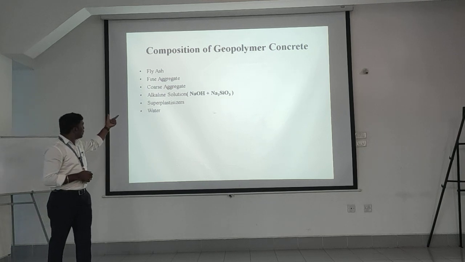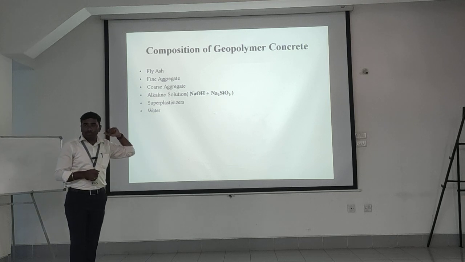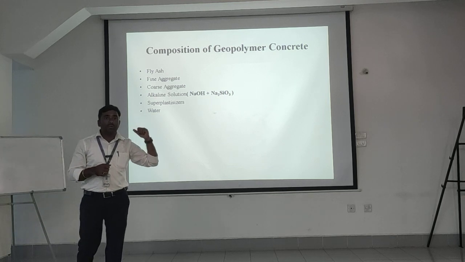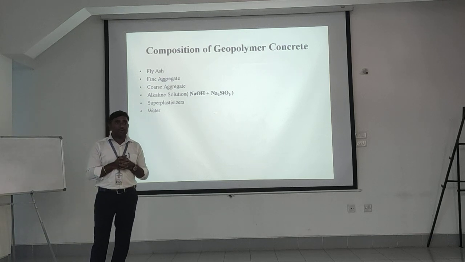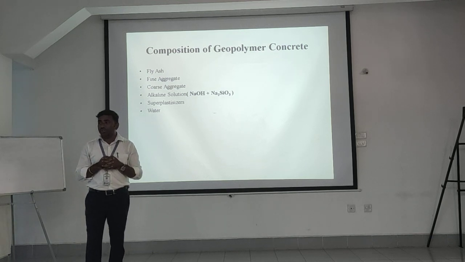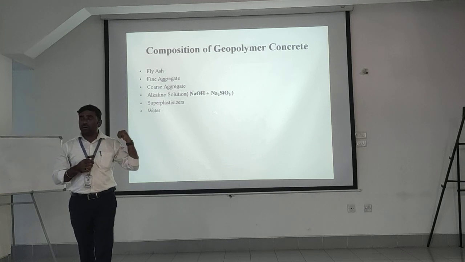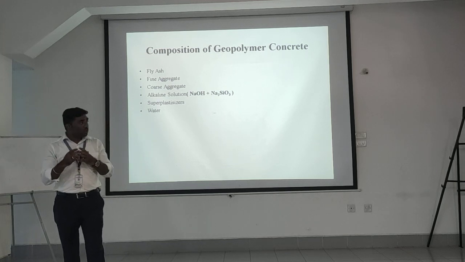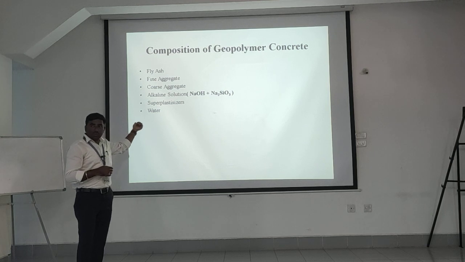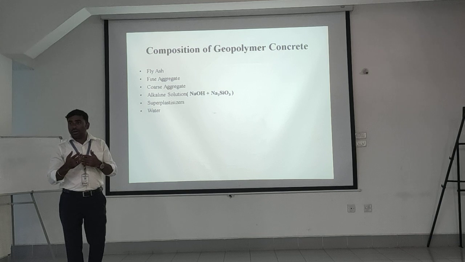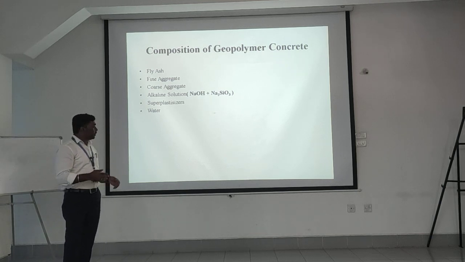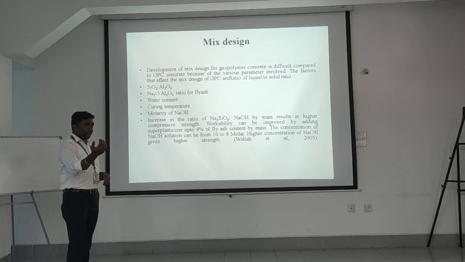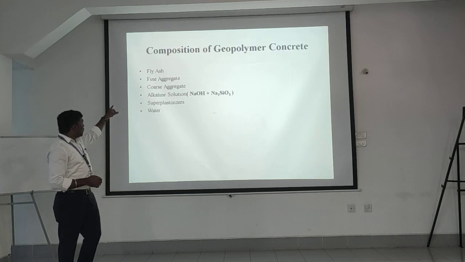So what do you mean by superplasticizers? These are chemical admixtures. Okay, you have learned in concrete technology, right? Chemical admixtures, here it is an accelerator, not a retarder. That means here we are using some quantity of water. So to make workable concrete, we have to use superplasticizer. That is a chemical admixture. Okay. So here fly ash.